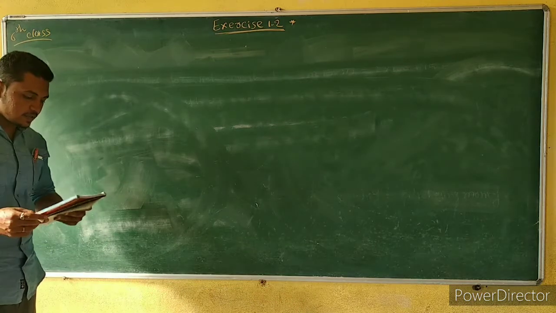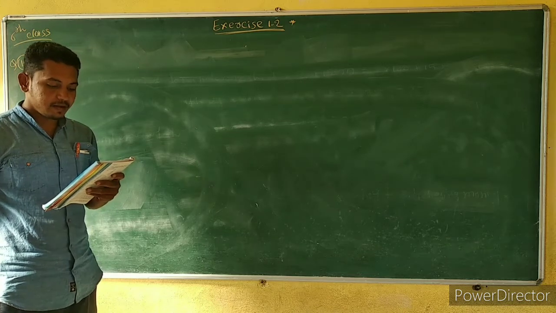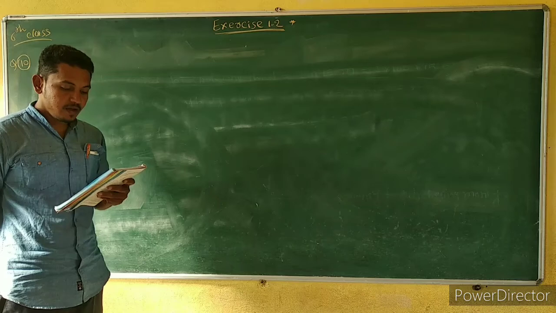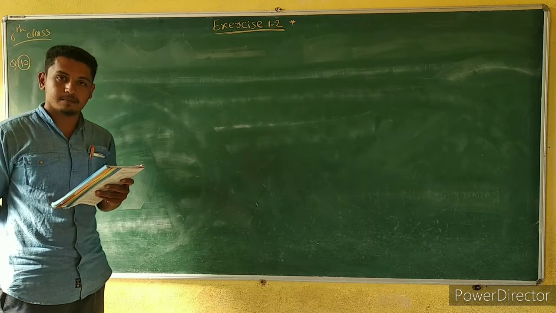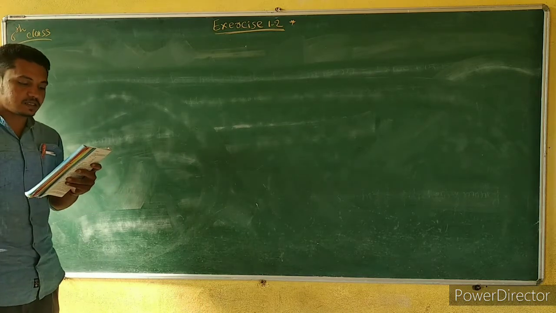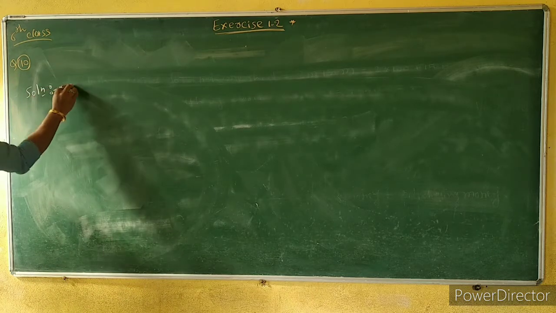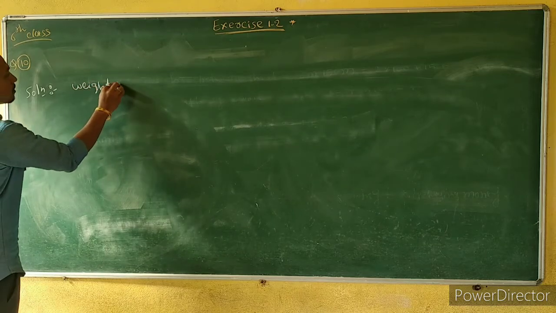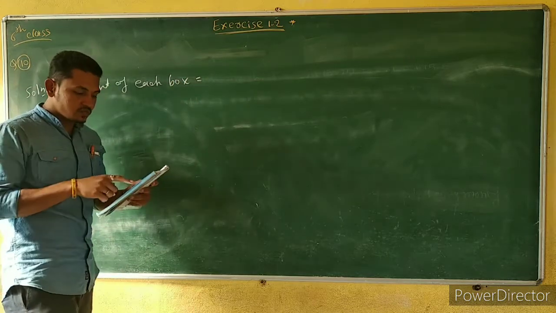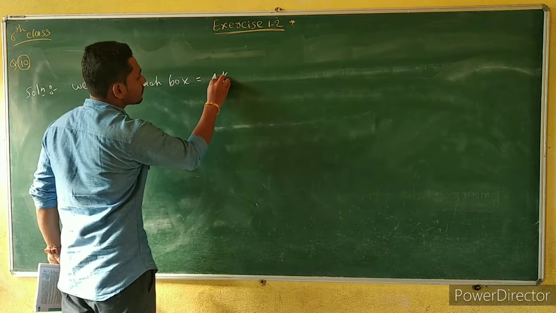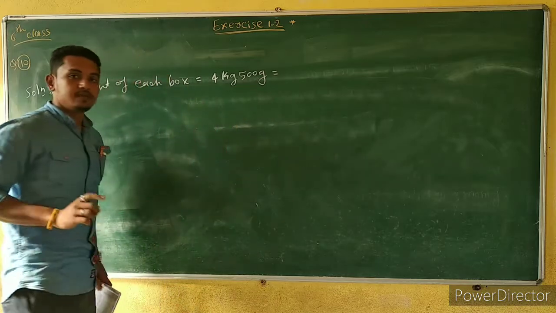This is question number 10. See in our textbook and read question number 10. Medicine is packed in boxes, each weighing 4 kilogram and 500 gram. Our solution: the weight of each box is 4 kg 500 gram.